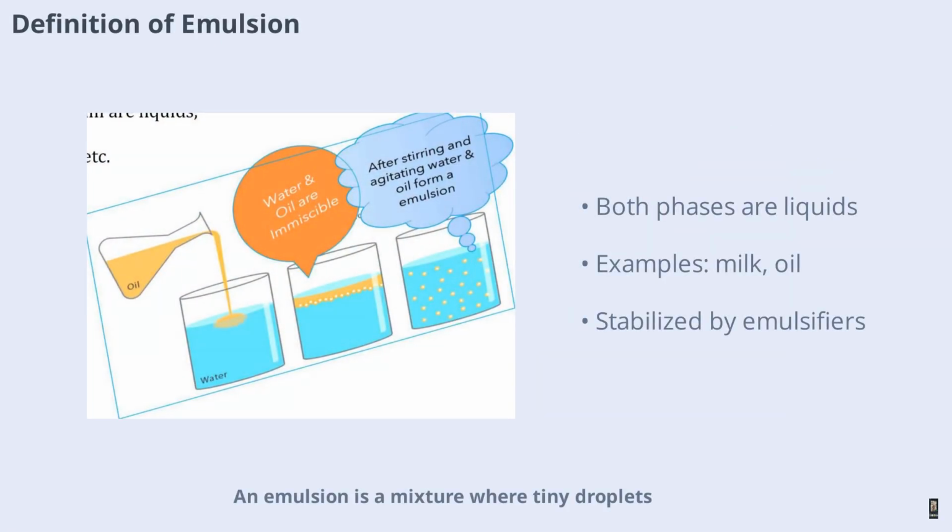Emulsion is a mixture where tiny droplets of one liquid are dispersed throughout another liquid. The two main components are the dispersed phase and the dispersion medium, both of which are liquids. Classic examples include milk, where fat droplets are dispersed in water, and cod liver oil. Emulsions are stabilized by substances called emulsifiers, which help keep the liquids from separating.